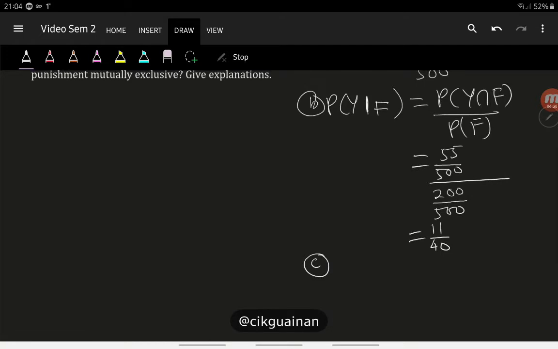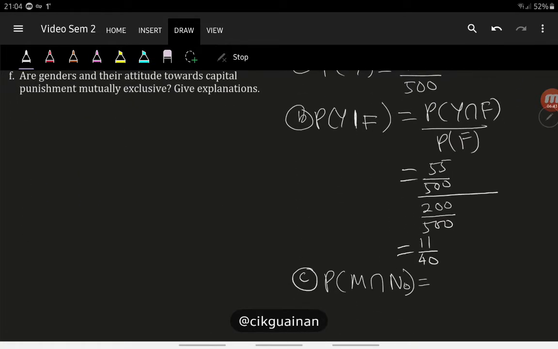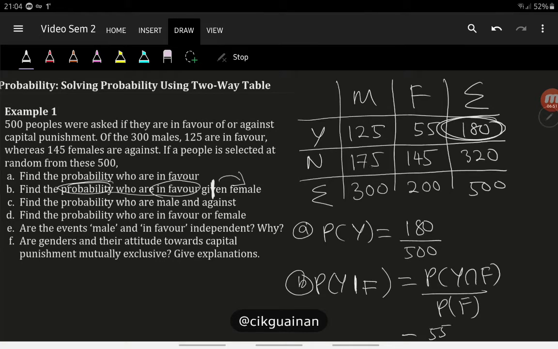C is asking who are male and against. So who are male and against, saying no. Okay, I put N. No. Okay, so M and N, male and saying no. Male and saying no, which one? Male and saying no is this one only.